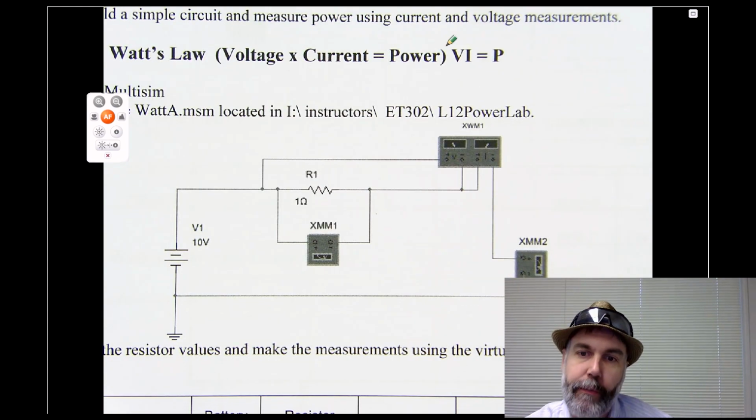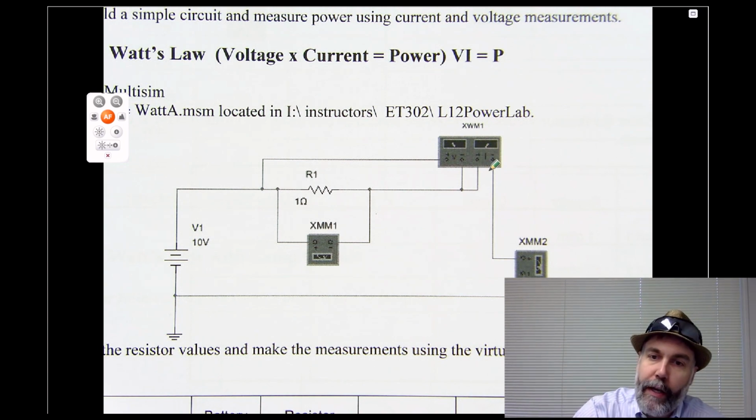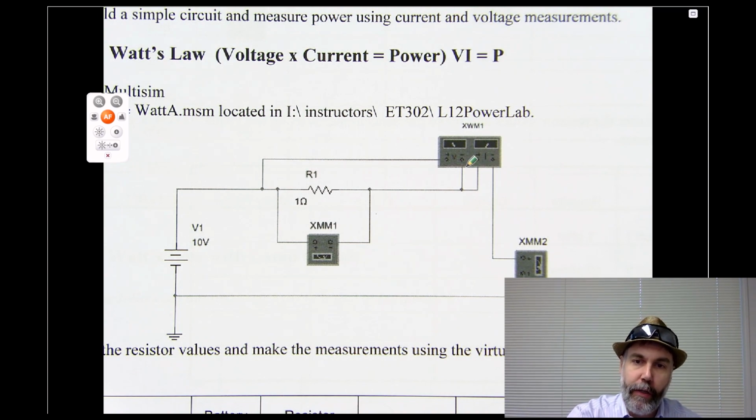So what do you think it would be doing? What could it do if it was measuring both voltage and current? What else could it tell you? The power, exactly. So this is a power meter. It measures voltage and it measures current. And then, what law do you think it uses to calculate the power? Watt's law, exactly. So this meter is just measuring voltage and current and then multiplying them together, like Watt's law says, to tell you the power. Okay, so this is a power meter, and it calculates that power by measuring the voltage and the current.